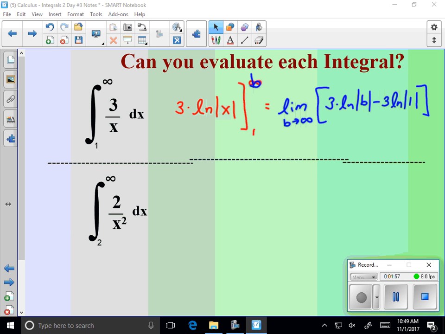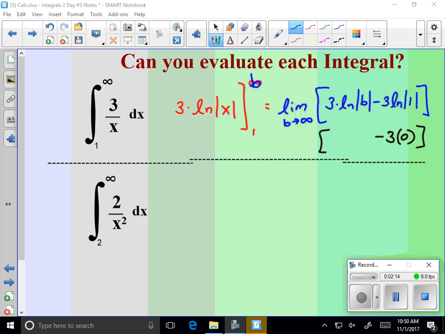Let's pause for a second. What is the natural log of 1? 0, right? Because e to the 0 equals 1. So this is 0. What would be the natural log of infinity? Infinity. So I really have 3 times infinity minus 0, which is infinity. Therefore, we cannot calculate the area underneath that curve.